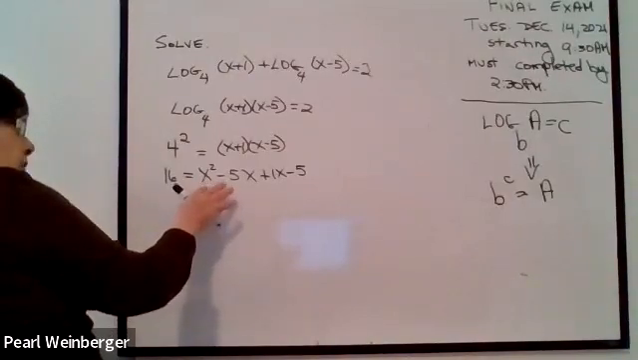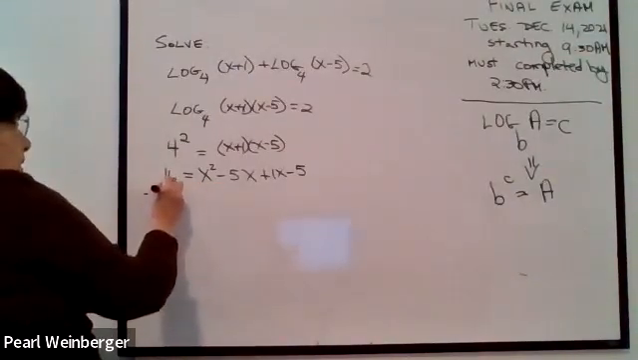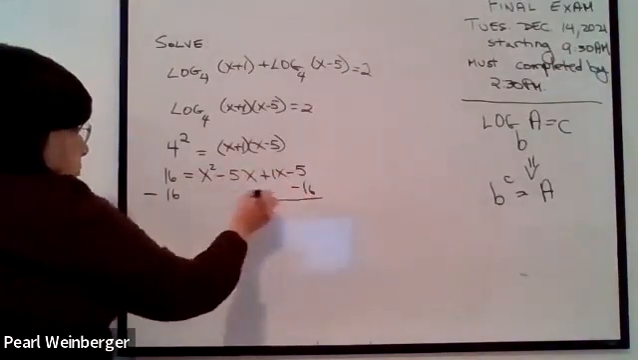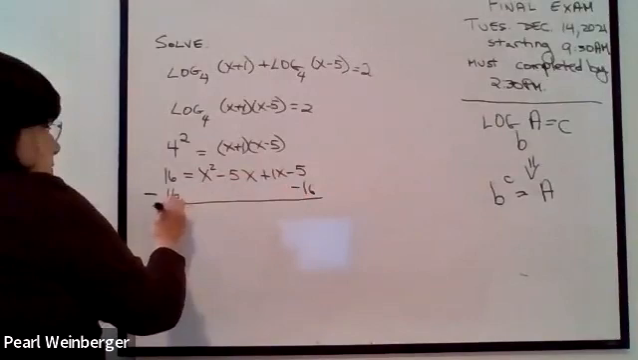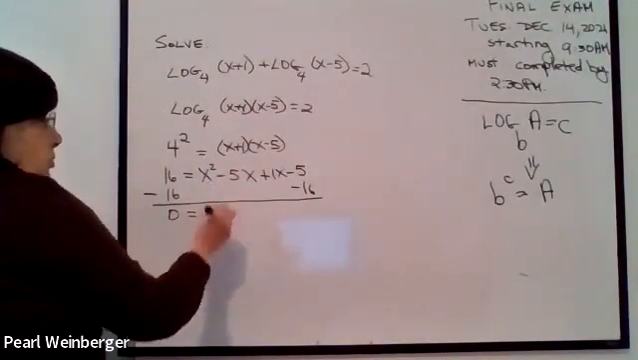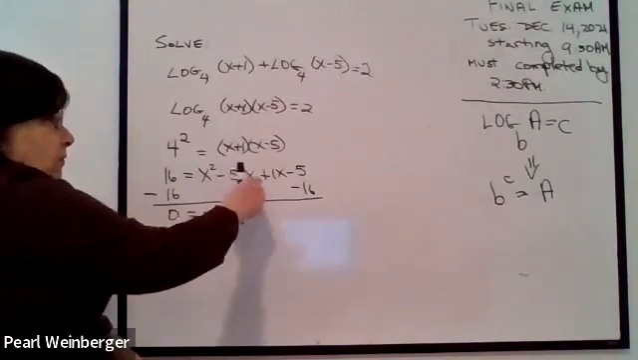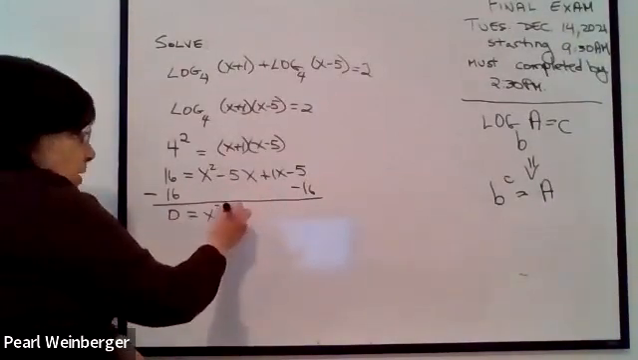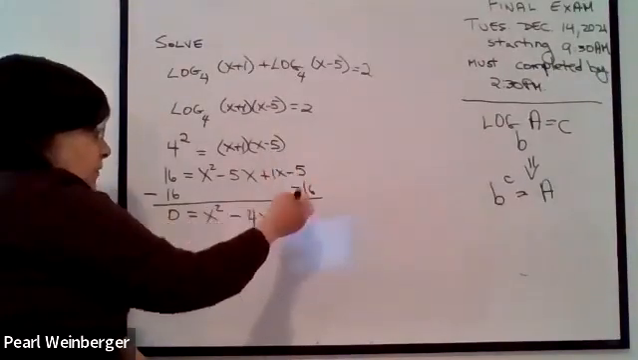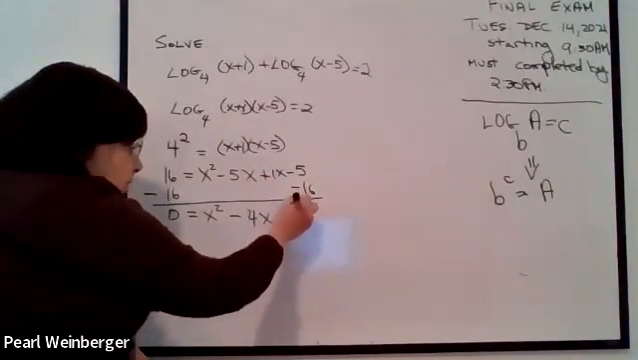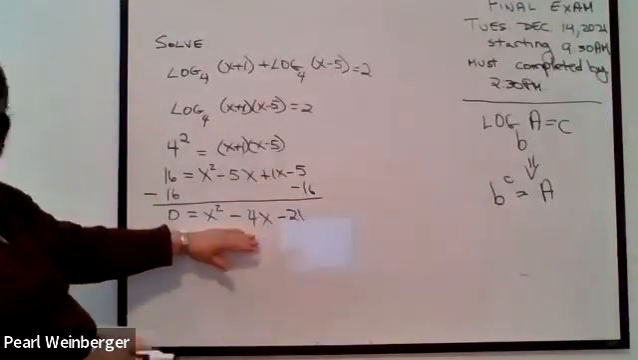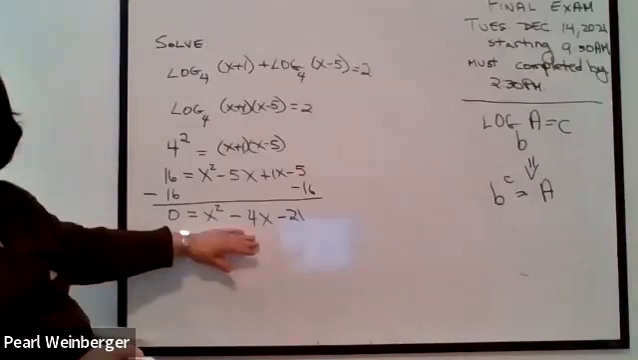quadratic equation because we have an x squared, so I'm going to have to get it equal to 0. So I'm going to have to subtract 16 from both sides. This will give me 0 over here. Combine the like terms, I have an x squared, a negative 5x and a plus 1x gives me a negative 4x, and a negative 5 and a negative 16 gives me negative 21. So I have this quadratic equation that I have to solve.